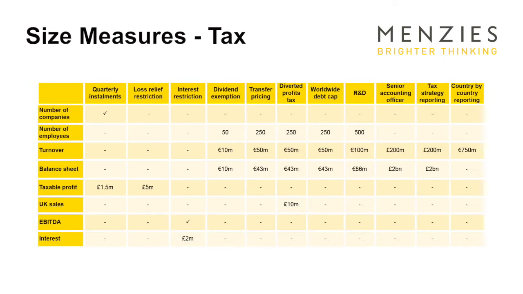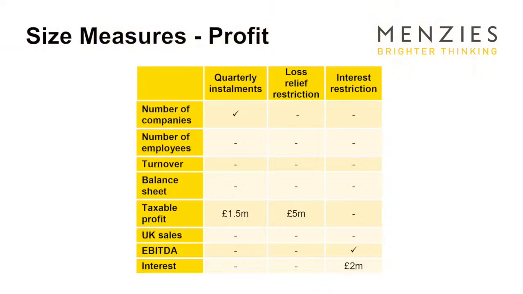The table which you can now see summarises the different tax measures that depend on size, and it also provides the relevant size criteria in each case. The measures can be broken down into different subgroups, which I'm going to talk you through now. First up, we have size measures that are based on profit. These are the quarterly instalment regime, the loss relief restriction and the interest restriction.